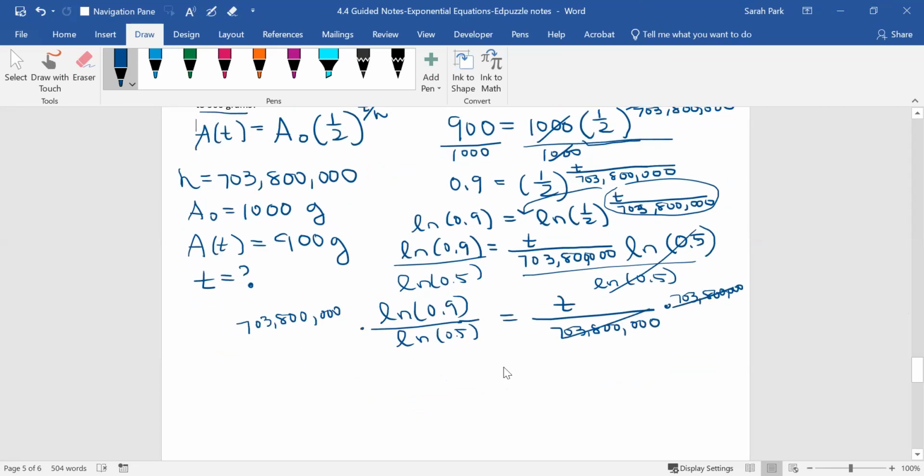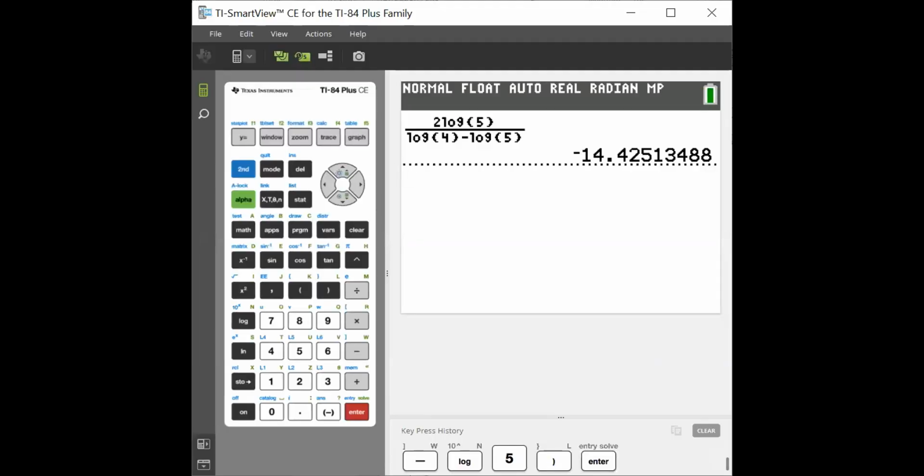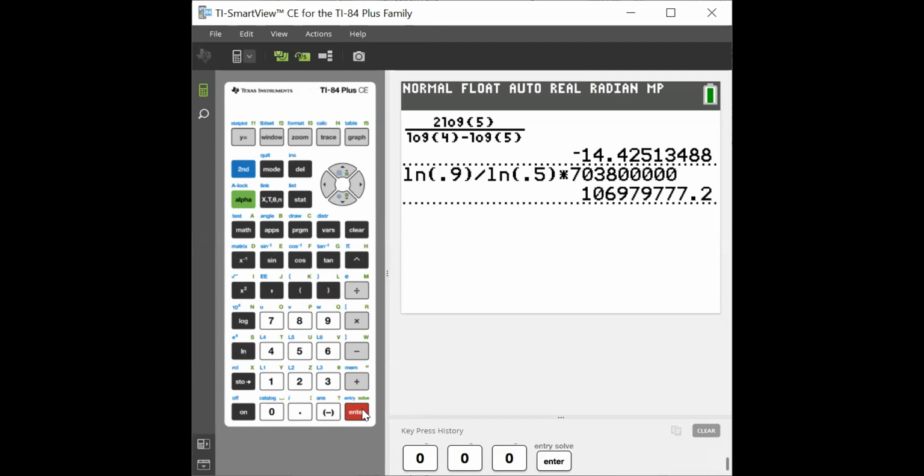Let's plug that into the calculator. Head over to our calculator now. Okay, so we have here ln of 0.9 divided by ln of 0.5, and we multiply that by 703,800,000. And we get that big number, 106,979,777 years. Very long time.